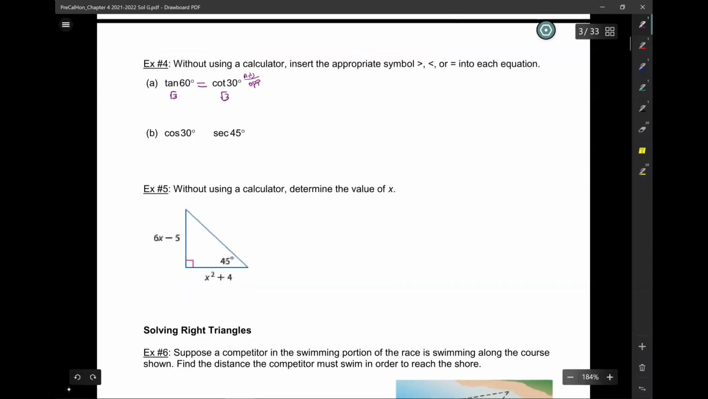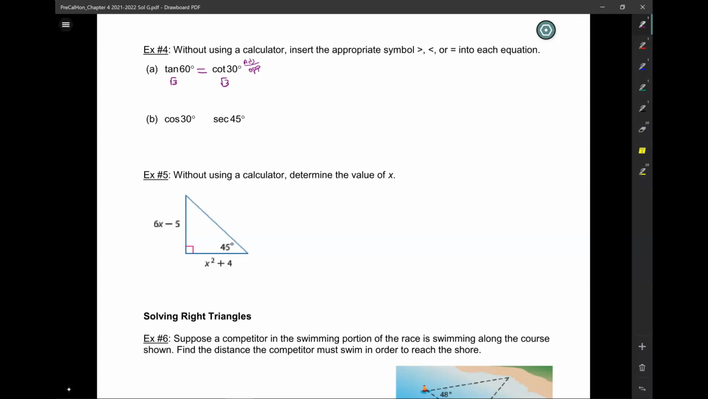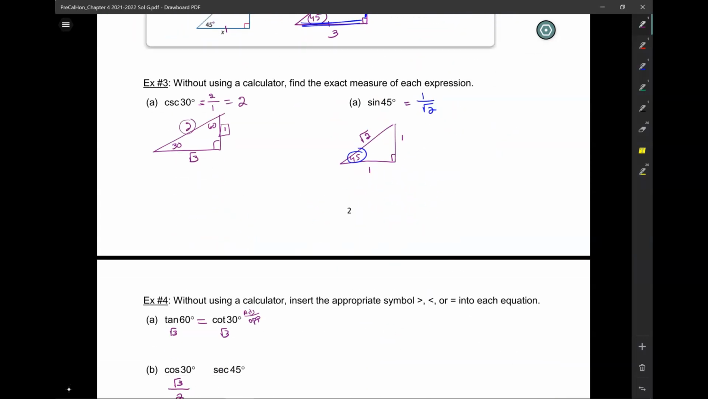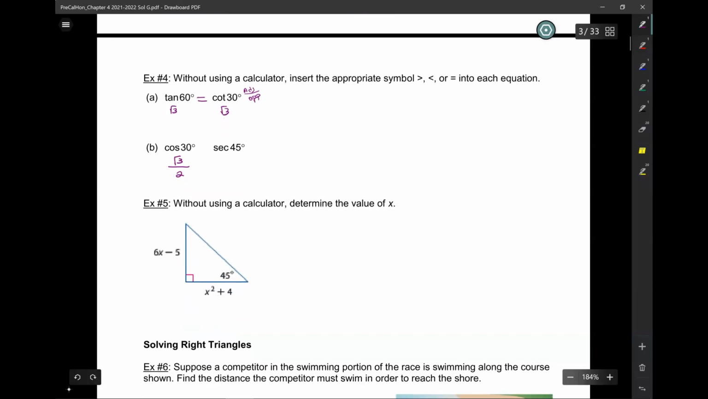Okay? All right, next. Cosine of 30. Again, you can just use that same triangle, right? Cosine of 30, adjacent over hypotenuse is what? 1 over 2. Oh, no, root 3 over 2. Root 3 over 2. Okay, so let's see. 30 degrees, adjacent, root 3 over 2 hypotenuse. Okay, what about secant of 45? It's hypotenuse over adjacent. Root 2 over 1, so just root 2.